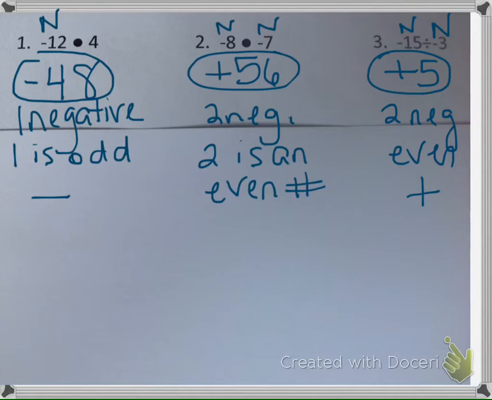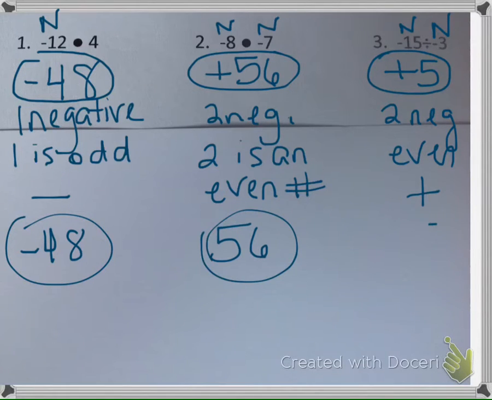I don't need those positive signs there, I just have them there for now, but obviously you could just write your answer as negative 48, 56, and 5. Pretty simple. Try the next 3 on your own with remembering those rules. If you have an odd number of negatives, your answer is negative. If you have an even number of negatives, your answer is positive.